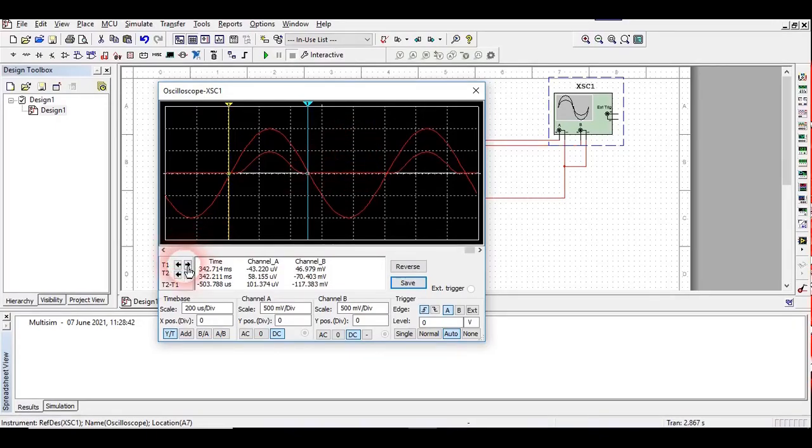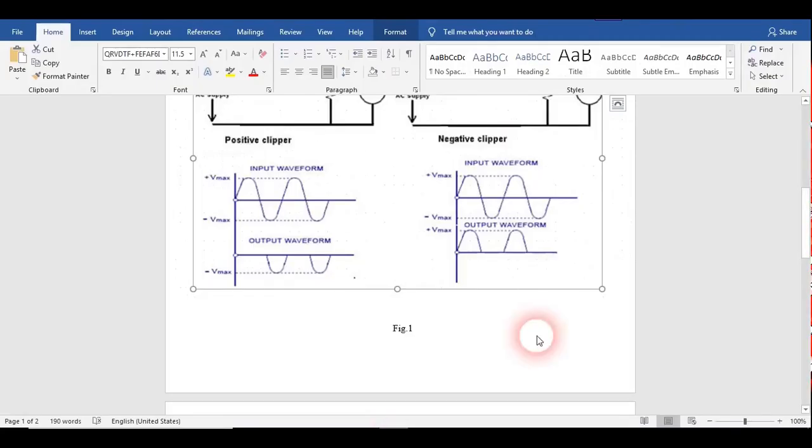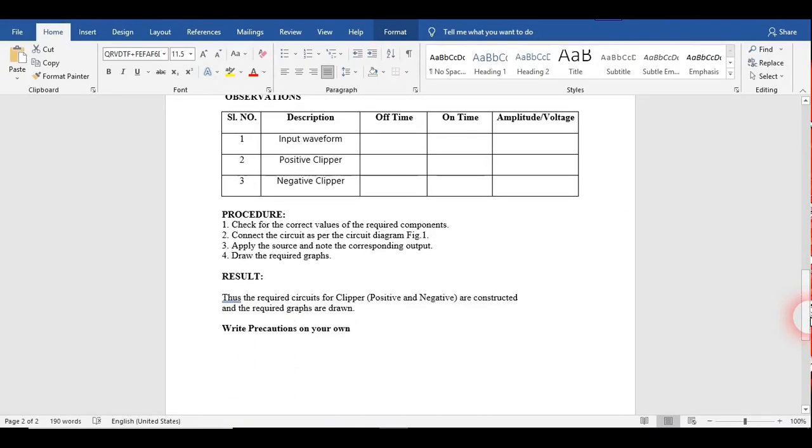So T1 minus T2 you can directly take from the cursors at points T1 and T2, and they will show you what T1 minus T2 is. If there is any issue, you could contact me via WhatsApp or call me. You have to fill up this data in the observation, and you have to take the output of the oscilloscope also, and you could put it at the end. The result you could write here.